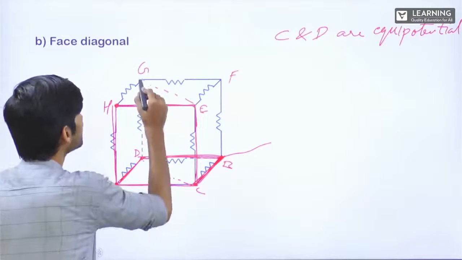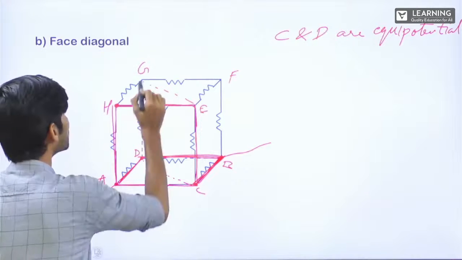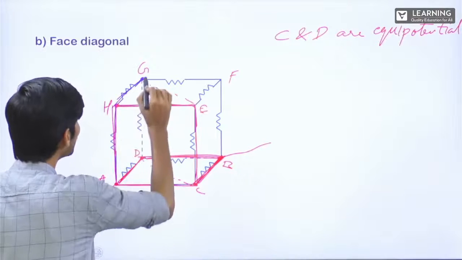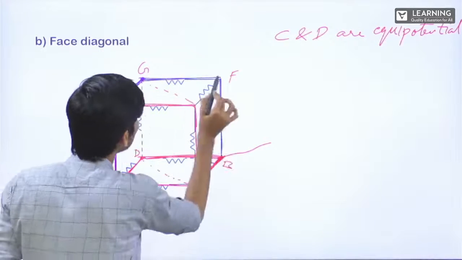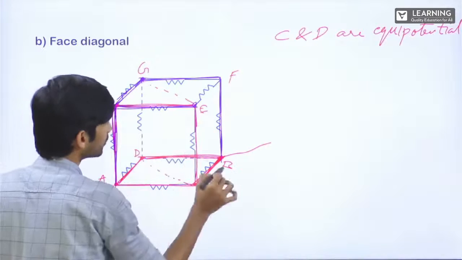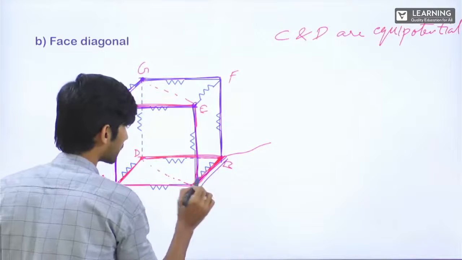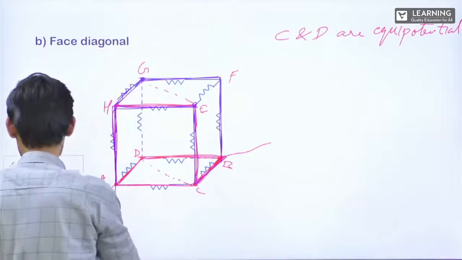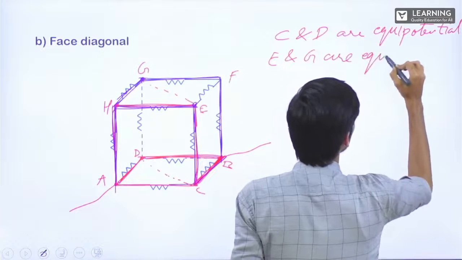See, let's see G. G point, if you see, from A, I have to cover 2 rods distance to come to A. To come to B, I have to cover 2 rods distance. See, E to A, again there are 2 rods distance. To B, there are 2 rods distance. So E and G are similar points. Since they are similar points, E and G are equipotentials.